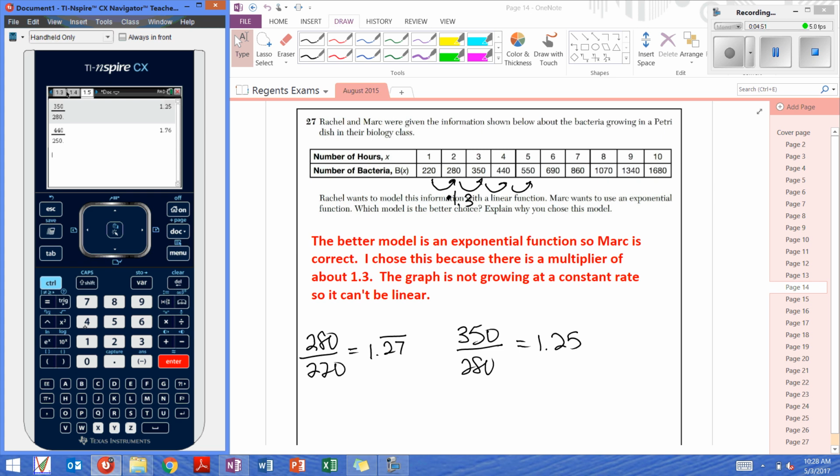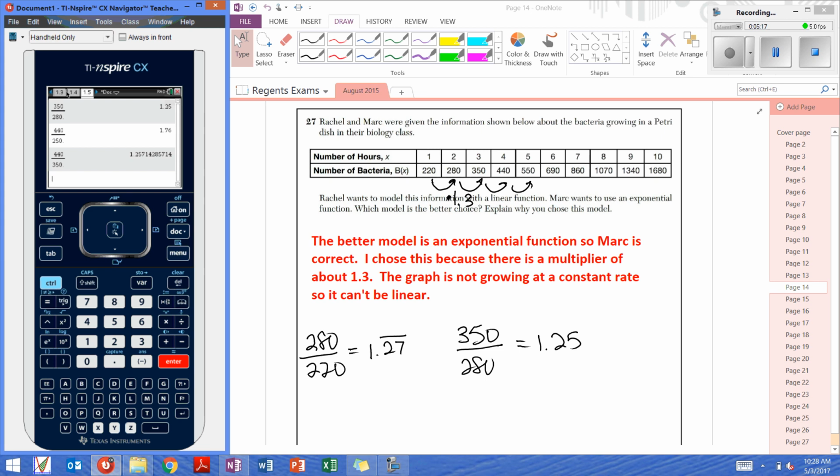Oh wait, I did that wrong. I was talking and typing, I shouldn't do that. 440 divided by 350, again, is about 1.3-ish. So this is real life data, so we're not going to have the same number every time, and that's okay. But we want to say that the better model is an exponential function because we found that multiplier.